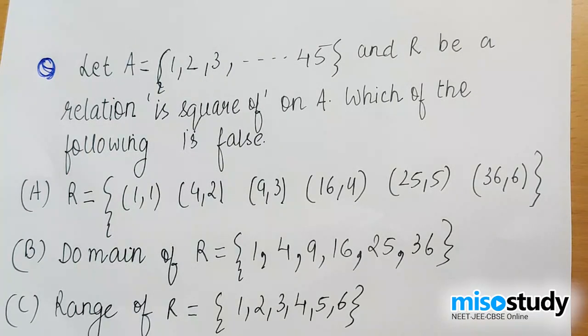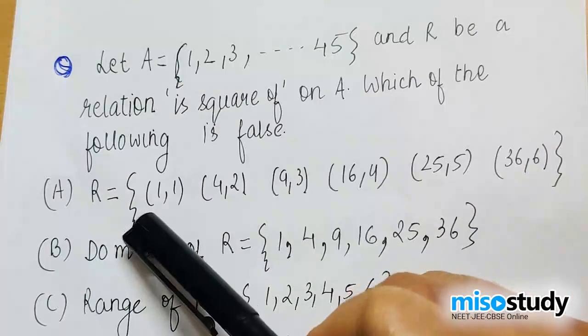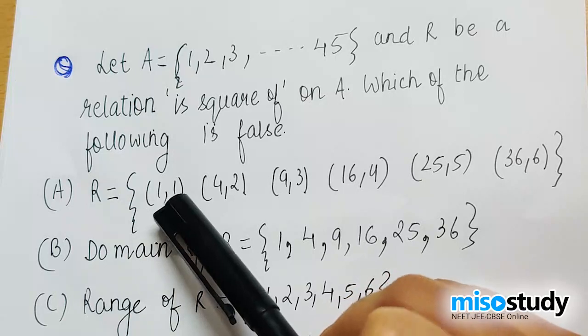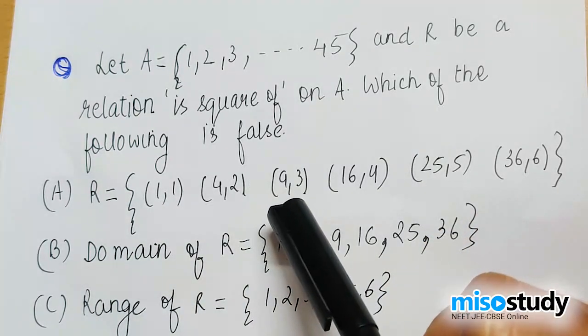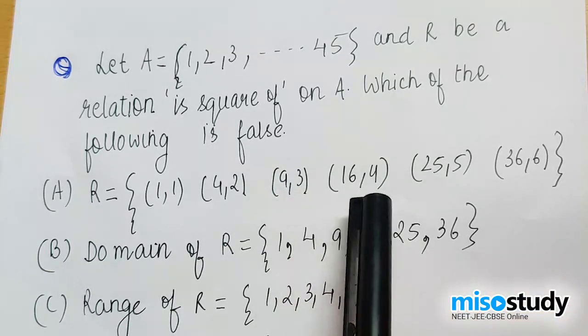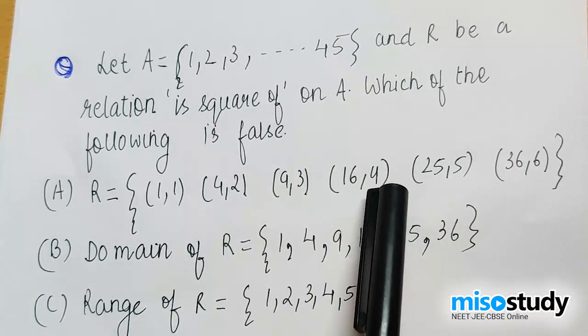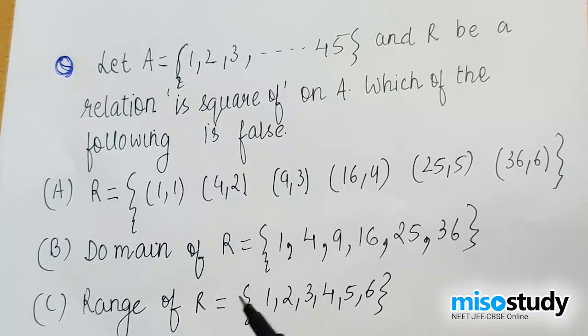All right, so let's go by the options now. The question is which of the following is false. So if we look at option A and carefully look at it, we have 1 is the square of 1, that's okay. 4 is the square of 2, this is also right. 9 is the square of 3. So all over here are the squares of the elements which are written in the range. So this is the correct option.